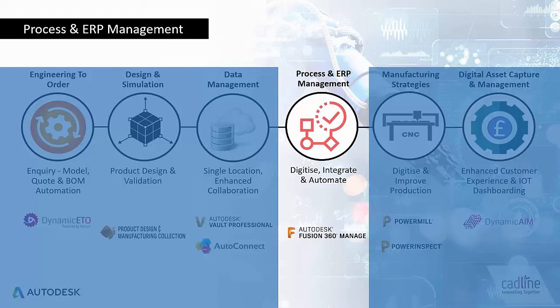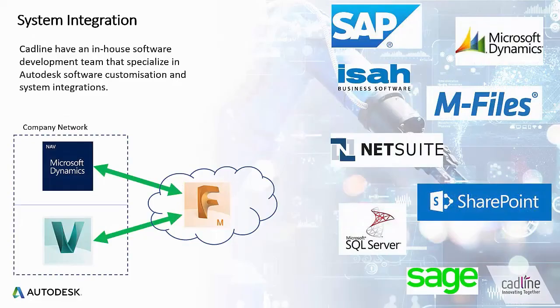Fusion 360 Manage will integrate with Autodesk Vault using CADline's AutoConnect product as the middleware, as well as trigger an integration with an ERP system, in this instance Microsoft Dynamics Navision. In terms of system integration, CADline have an in-house software development team that specialise in Autodesk software development and have vast experience on integration with other systems.